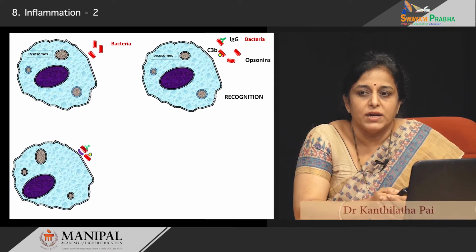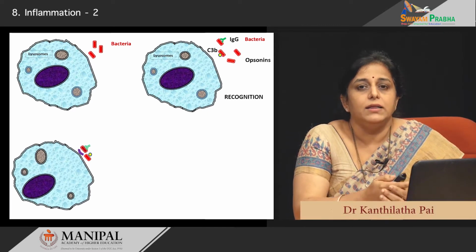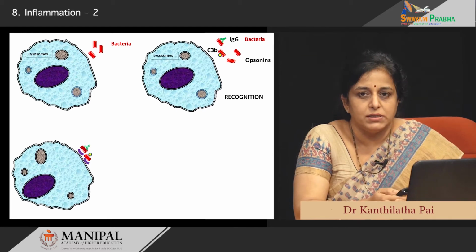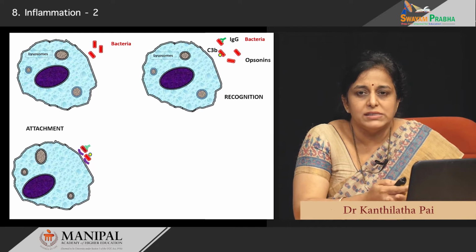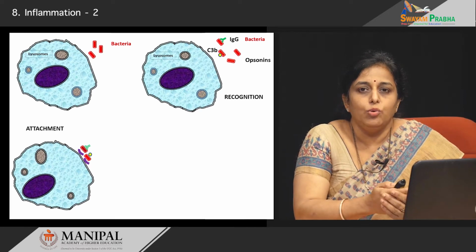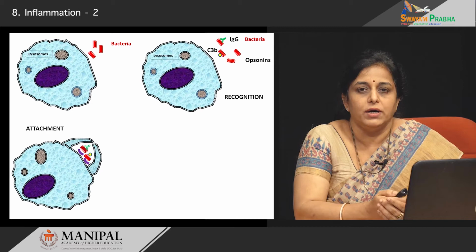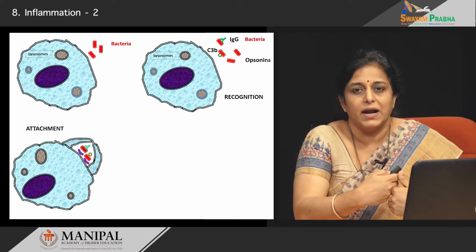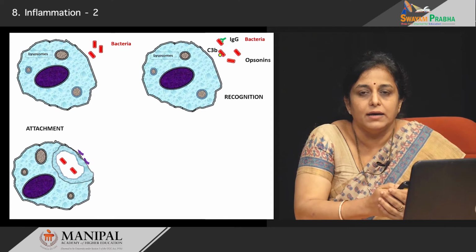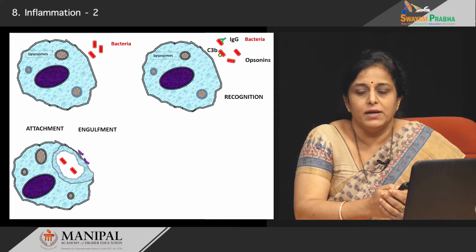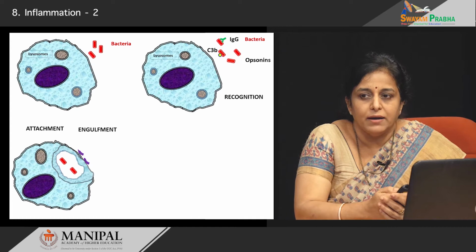Now, once this opsonization of the bacteria happens, the leukocytes express receptors which bind to these opsonized bacteria. Now, once this attachment happens, the leukocytes extend their pseudopodia and internalize the bacteria inside their cells and form a vacuole containing the bacteria, what is called a phagosome. So, you can see here engulfment happening, following which there is a phagosome formation.